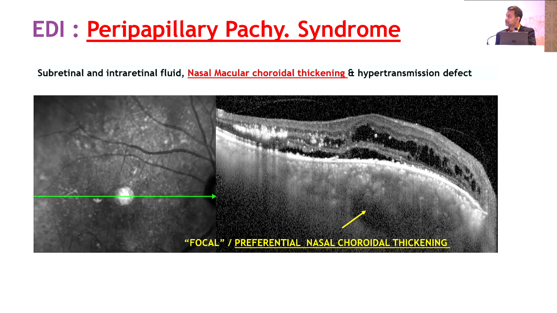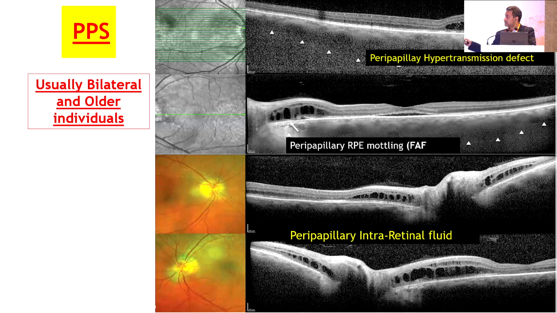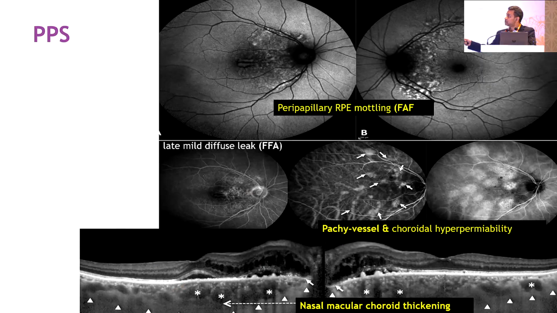The best example in this scenario is peripapillary pachychoroid syndrome, which I believe is again a variant of CSC, which happens in the elderly and is bilateral. You have a preferentially thickened nasal macular choroid, with nasal macular intraretinal and subretinal fluid. For example, in this case you can see on either side of the peripapillary area intraretinal fluid, subretinal fluid, and hypertransmission defect overlying the choroid. Autofluorescence shows peripapillary RPE atrophic changes or mottling, peripapillary pachyvessels, and choroidal vascular hyperpermeability in the peripapillary choroid.